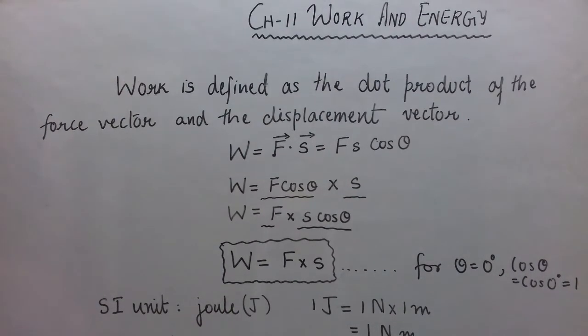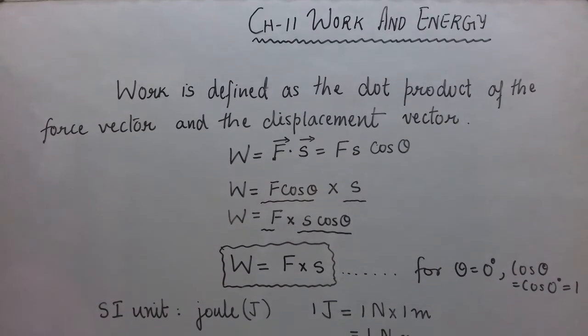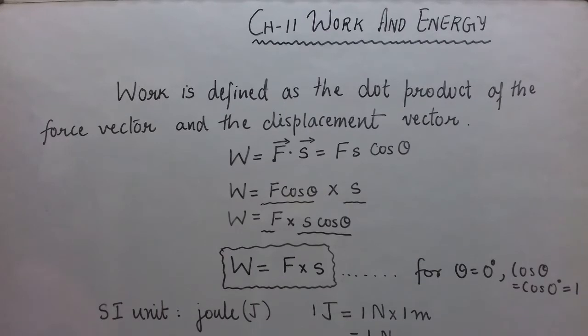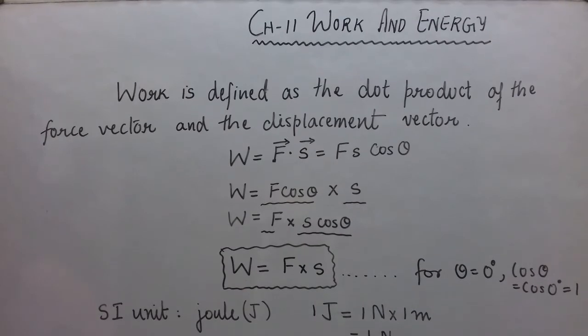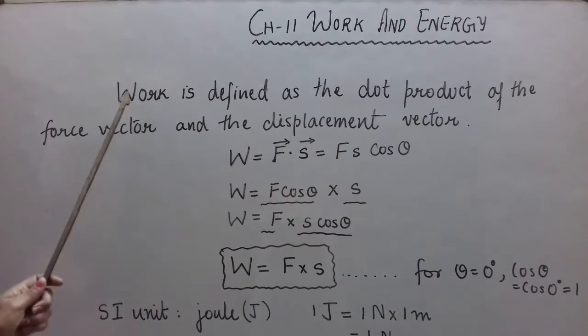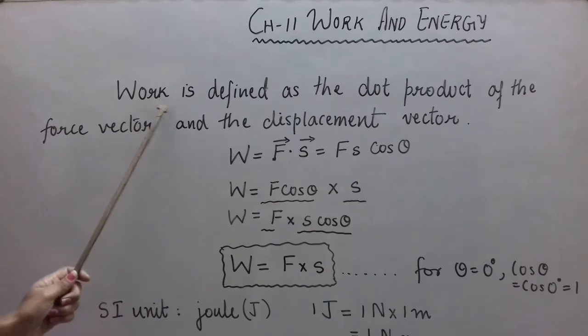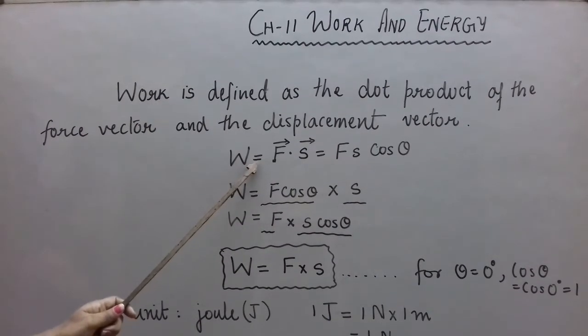Hello students. In the previous video you have seen the dot product and vector product of two vectors, and at the end of the previous video I gave you the equation for work done. So let us continue with that and see what work is, how it can be defined, and what its units are.